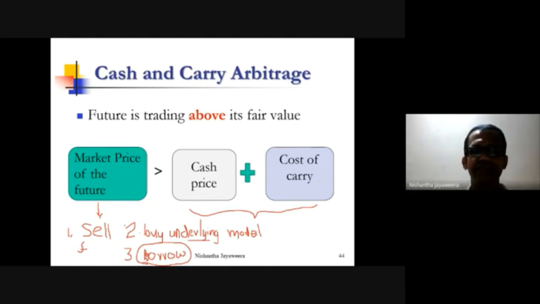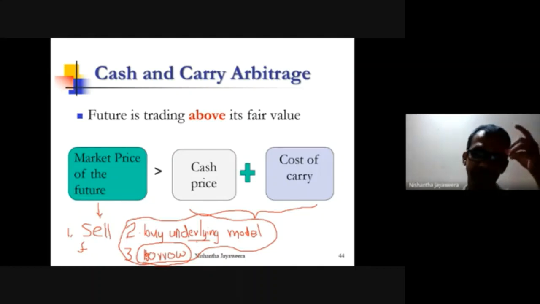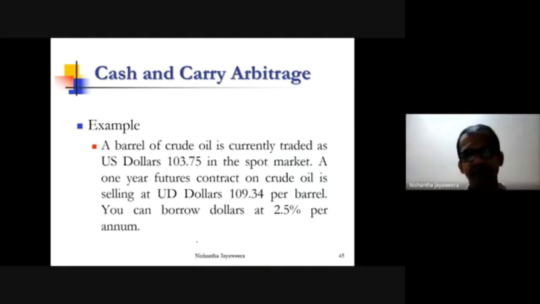So basically these two together construct the synthetic futures contract. You sell the futures contract here. This is the synthetic buy of the futures. Buy the underlying and borrow money, buy the underlying and keep it for a year. That means you bought. So we'll move into the example.